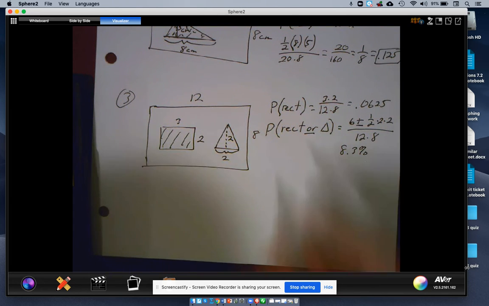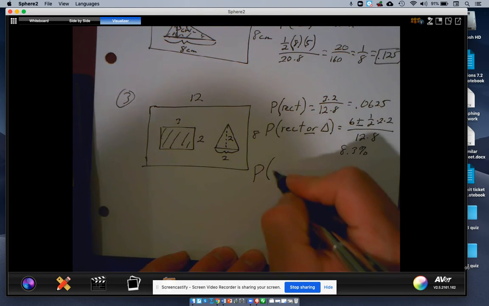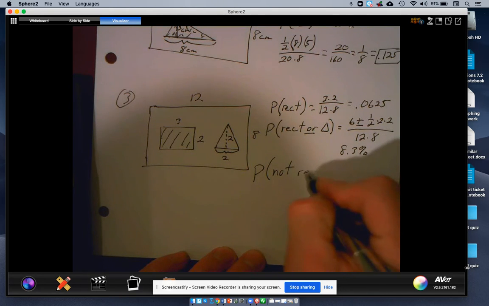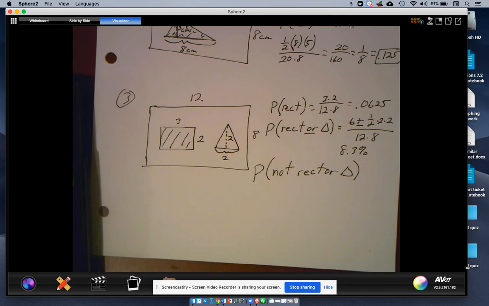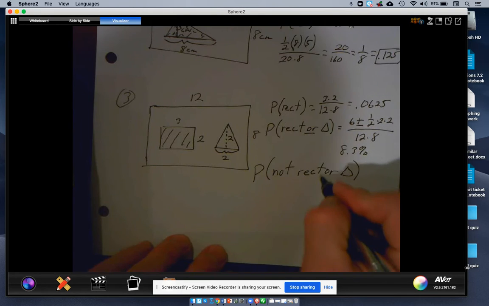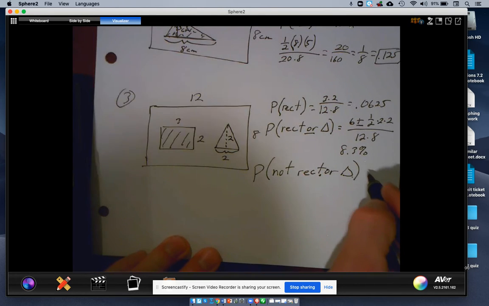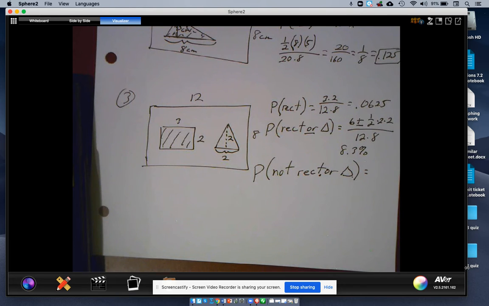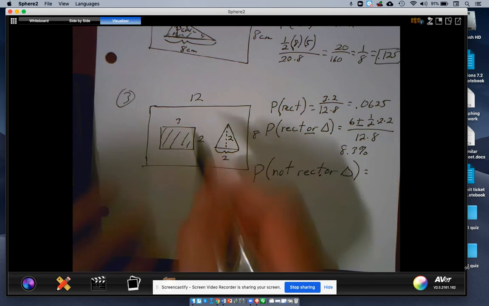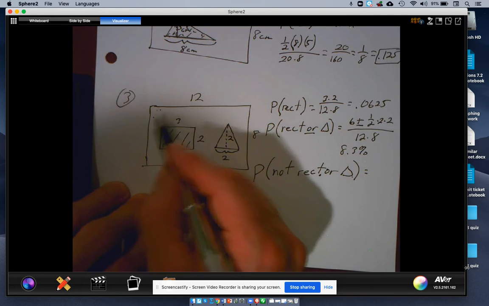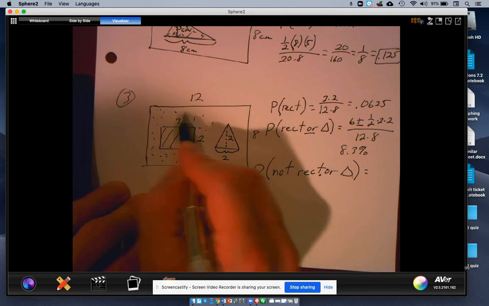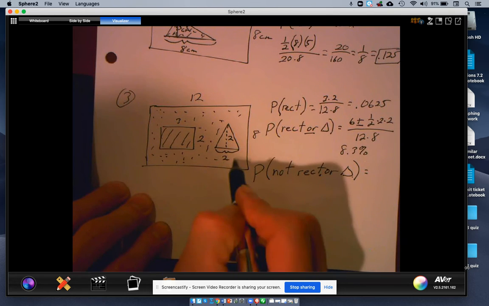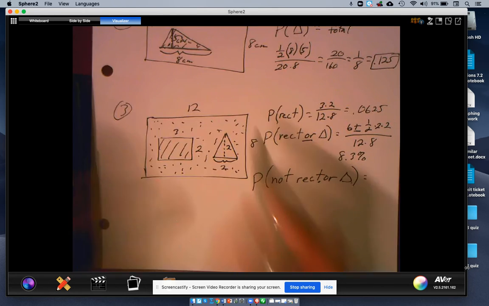What if I said, and this is a tough one, the probability of not the rectangle or triangle? I said square earlier, I meant rectangle. So the probability that I'm not hitting in the rectangle or the triangle. I need to find all of this area out here. I'll dot it because I used some shading before. That'll be our successful area.